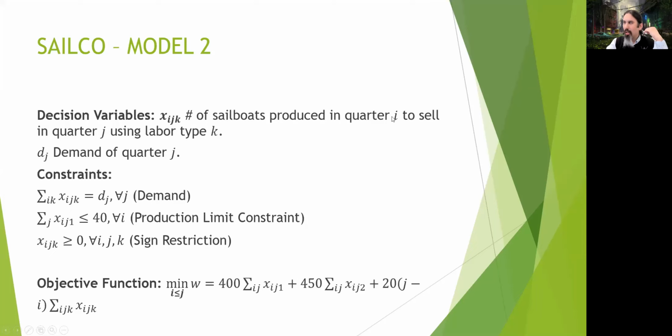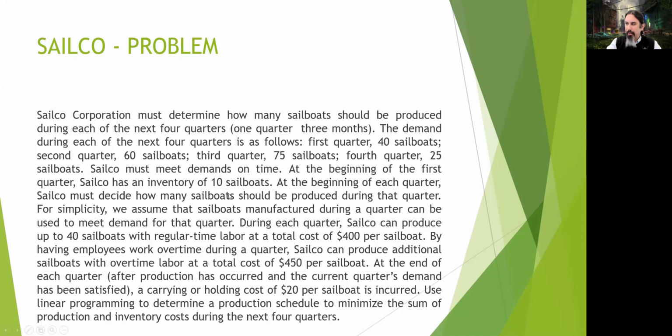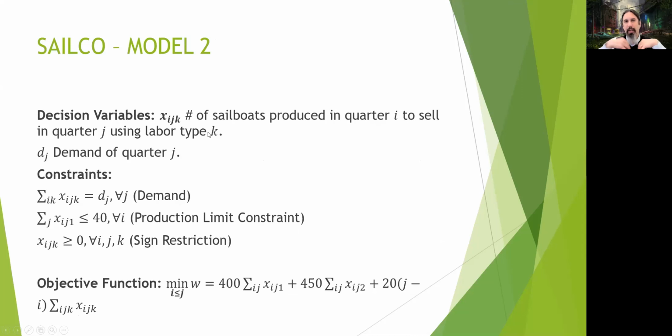So I'm going to produce in quarter I. So if this I is 1, then I'm producing in quarter 1. To sell in quarter J, if J is 1, then I'm selling in quarter 1 as well. Using labor type K. Now, labor type can be normal or overtime. So if I'm using normal production, then K is going to be 1. By the way, we are naming it the way we want it. We can change that one as well, but still it's easier to name it 1. Or you could just say, okay, let's leave it as 0. K is 0, it's normal time. K is 1 is overtime.